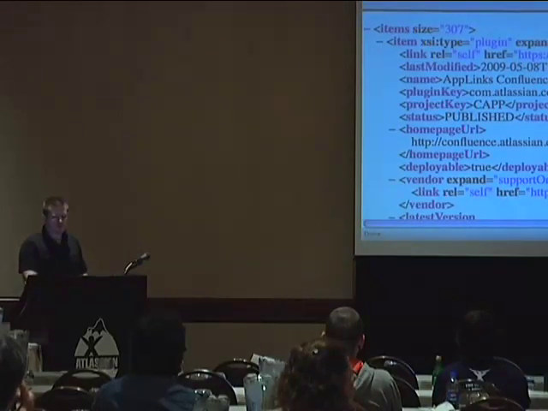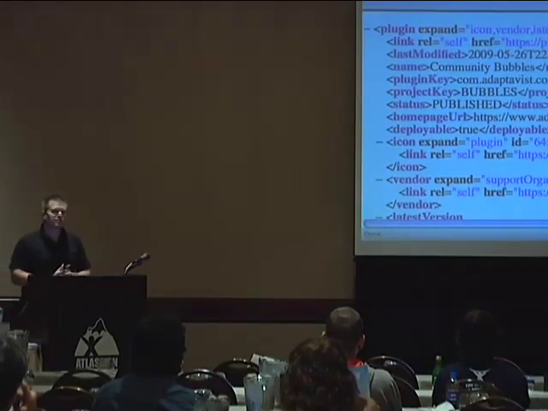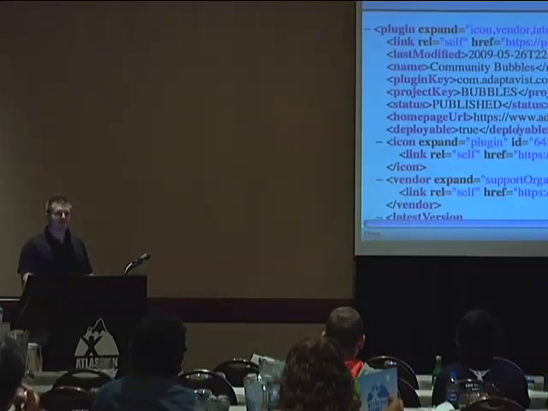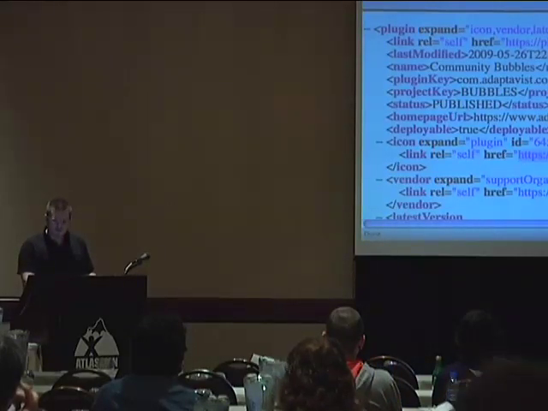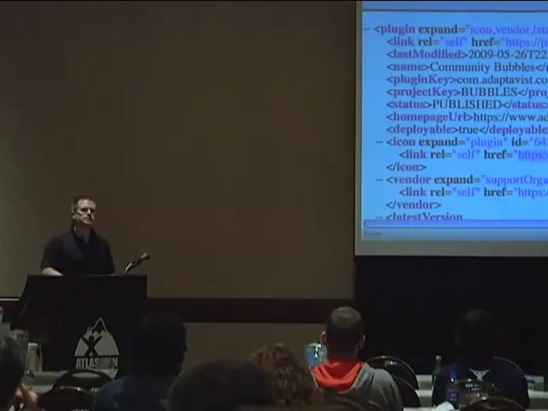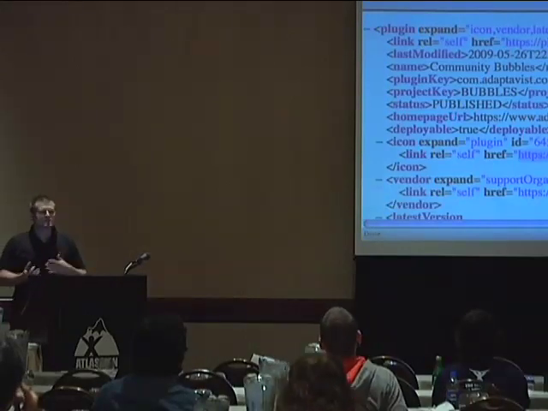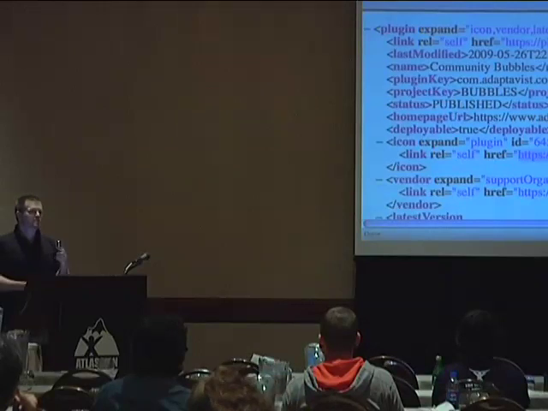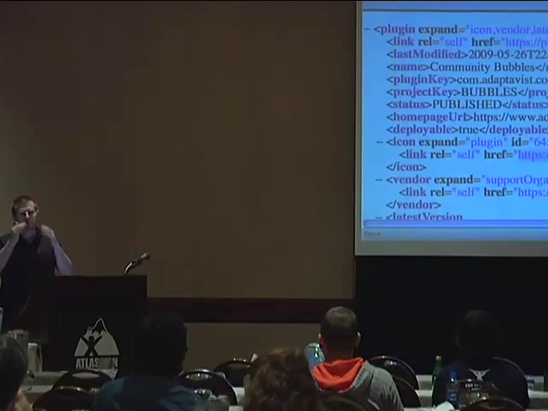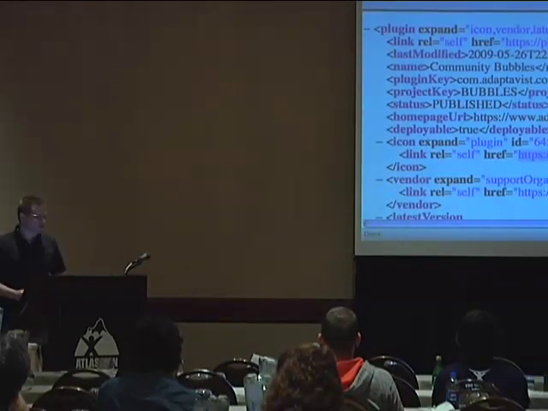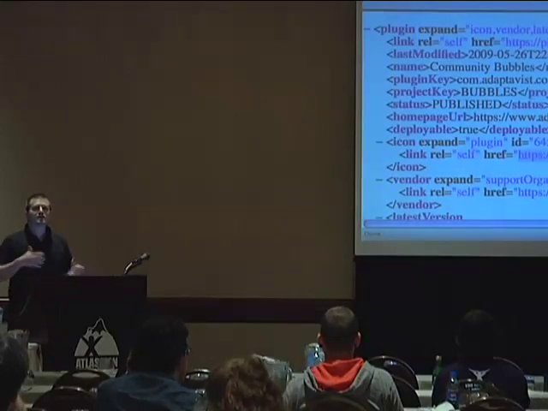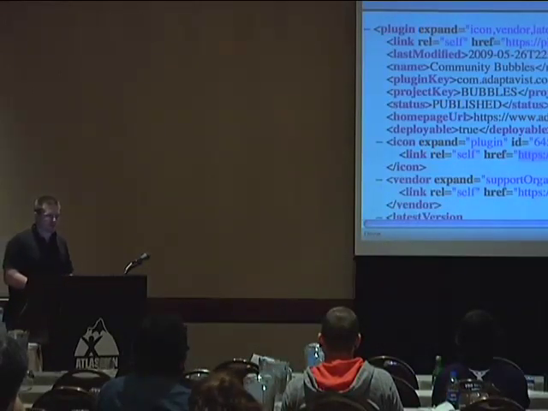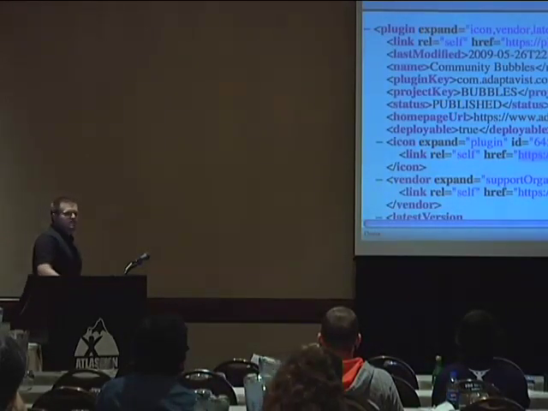However, that one's boring, so I'm going to switch over to this one, the Community Bubbles plugin. Again, notice the hyperlinks down here. We want to find out information about the icon, maybe the URL. Again, we follow the hyperlink. We don't have to go back again to the documentation to figure out what that means. That helps decouple the service from the consumer. The consumer doesn't have to know all the different possible URI patterns. It just simply follows the links. It makes the API very self-discoverable and very user-friendly. So that's linking, and that's why it's useful.